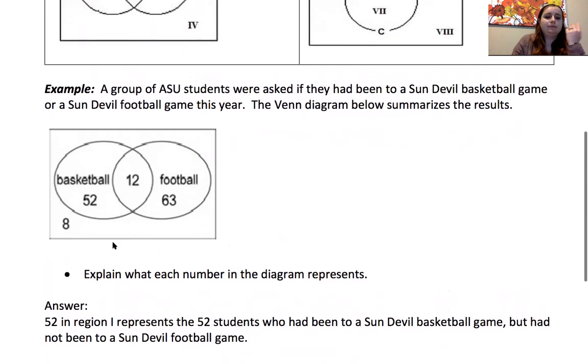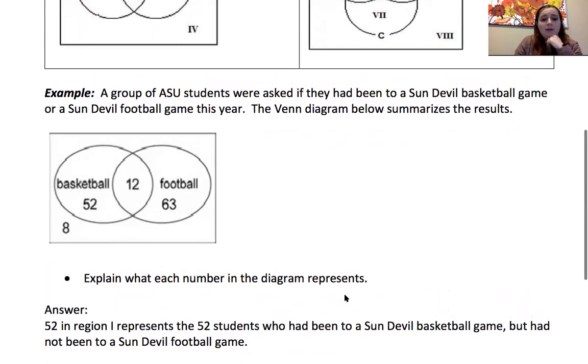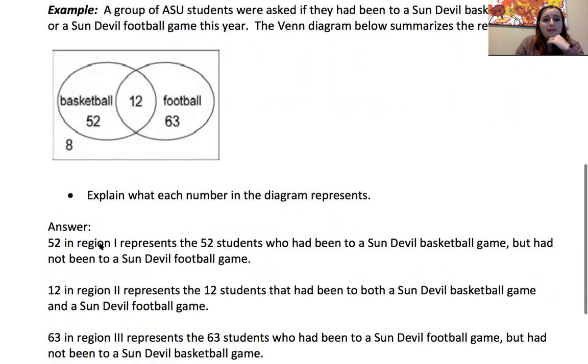So this part here wants us to talk about what each number means in this diagram. So if we look at these answers here, the 52 in region 1 represents the 52 students who went to a basketball game, but did not go to a football game. That's why they're only in that region 1, what we'd be calling that now.